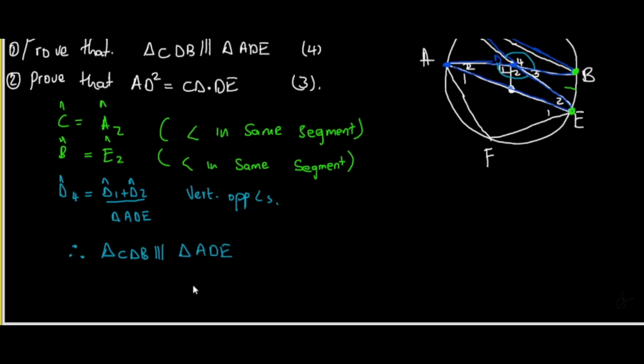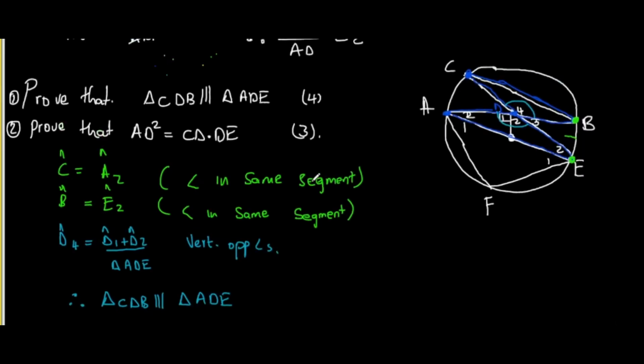So they are similar. Then you'll definitely get your 4 marks. I'm only interested in that number B. Prove that AD squared is equal to CD times DE.